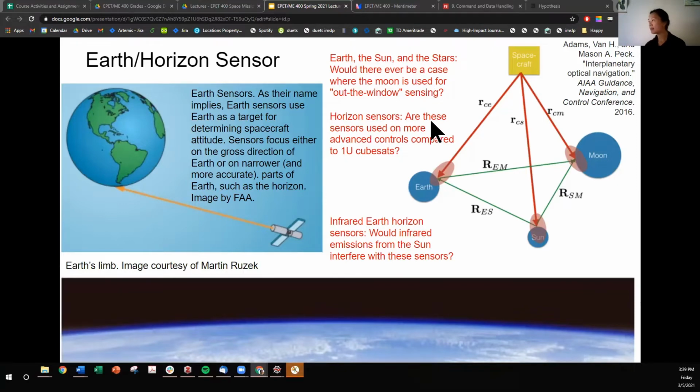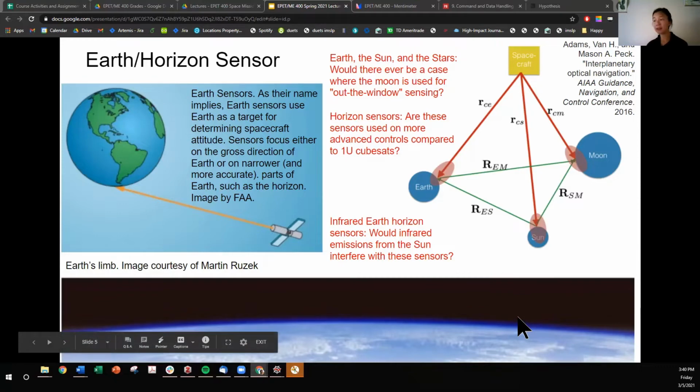Another thing about horizon sensors, are these sensors used on more advanced controls compared to 1U CubeSats? Actually, horizon sensors are probably one of the more coarse and simple sensors. So it would be used on missions that are simpler, that are smaller, because all that it is, is a little camera and some processing afterward.